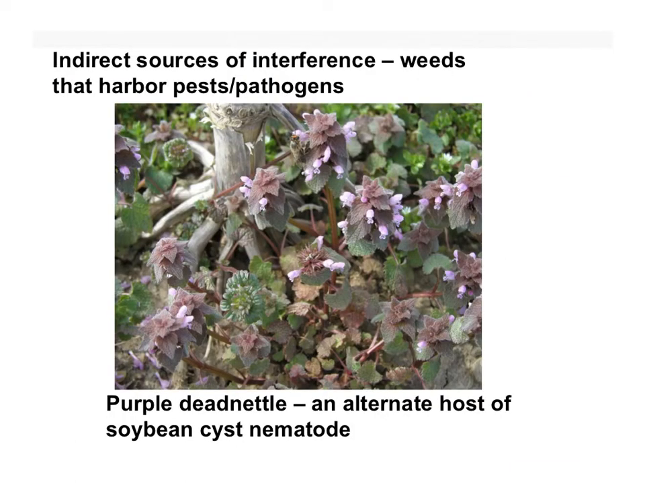Well, that brings us to our fourth type of interference that I call indirect sources of interference, when weeds harbor pests or pathogens that can be harmful to our plants of interest. One of these is an obligate winter annual that we've hit on a time or two before in the lectures, and that's purple dead nettle. Turns out that it's an alternate host of the worst soybean pathogen economically, called soybean cyst nematode. This nematode is able to complete its life cycle not only on soybean, but it turns out a number of weedy species, and a particularly good host is purple dead nettle.